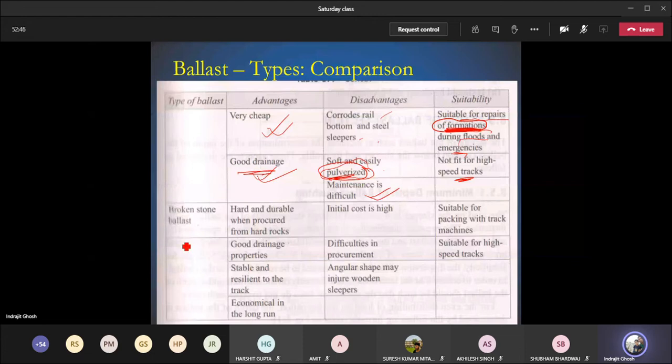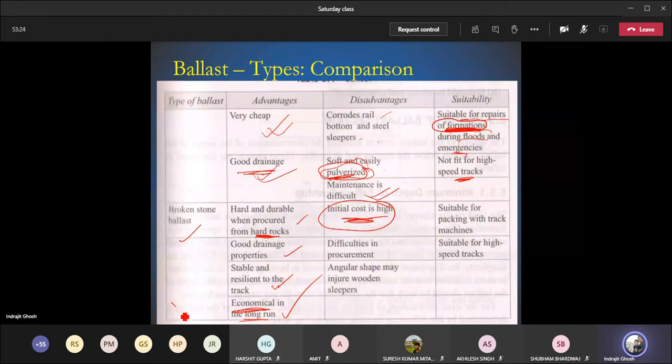Broken stone or ballast. The first material that we discussed: hard and durable when procured from hard rocks, igneous rocks, good drainage properties, stable, provides both longitudinal and lateral stability, economical in the long run, though initial cost is high. Because you need to have it from a place where you have rocks, or a plant where rocks are being broken into smaller pieces. So there will be cost of transportation. So initial cost is high, but economical in the long run.